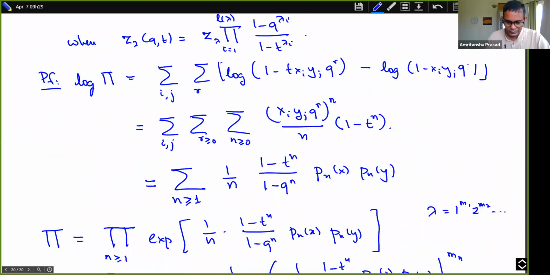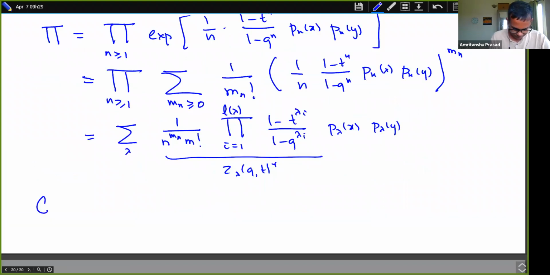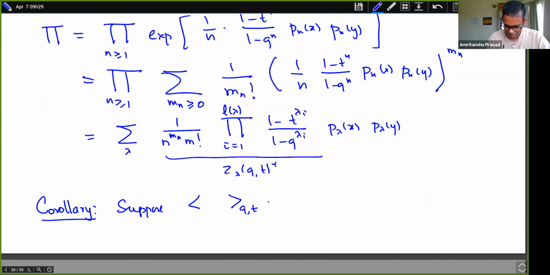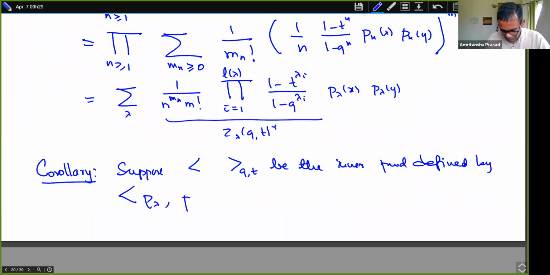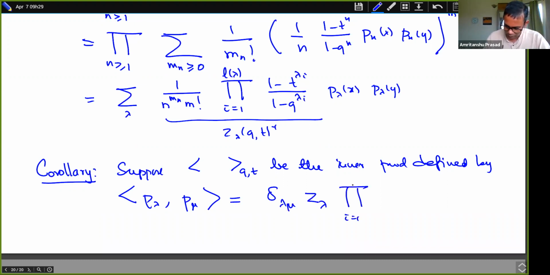And just a simple corollary with which I'll end is, suppose this is the deformed inner product, be the inner product defined by what I had in my table, p lambda p mu is equal to delta lambda mu z lambda product i goes from 1 to l of lambda, 1 minus q raised to lambda i over 1 minus t raised to lambda i.